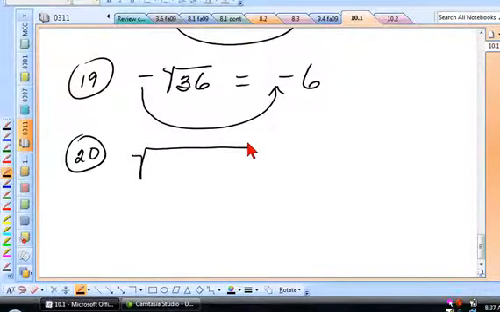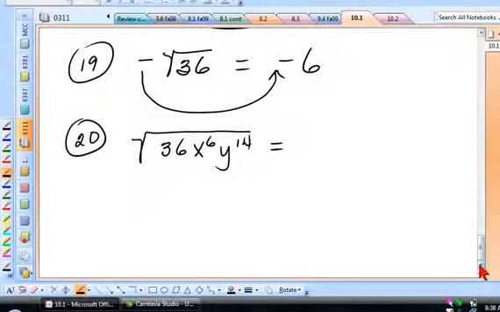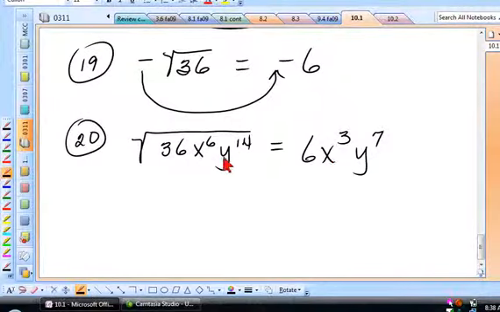What's the square root of 36 x to the 6th y to the 14th? 6 x to the third y to the seventh. All right. We took the square root of the rational coefficient 36 and got 6. We took the square root of x to the 6th by taking half of its exponent, x to the 3rd, and the square root of y to the 14th by taking half of its exponent. And one last question.